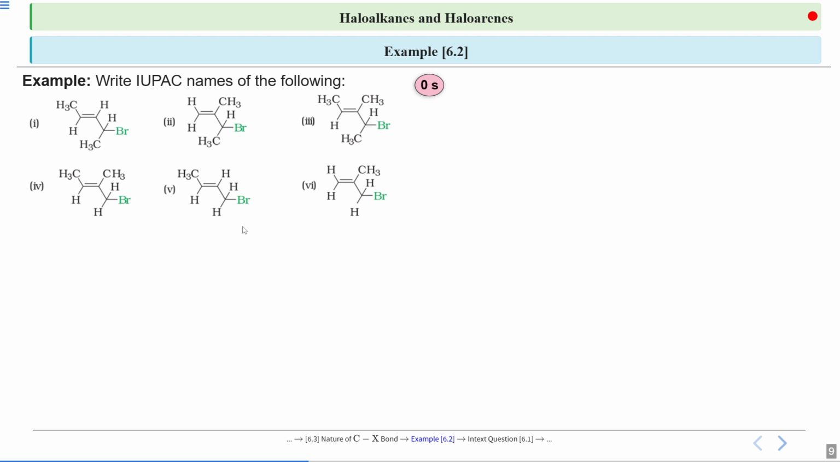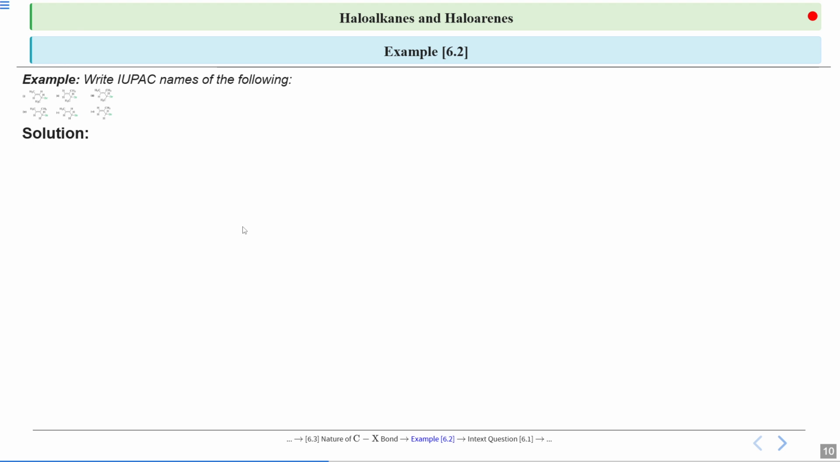Okay, let's see. So let's start with our first structure. This is the structure given for the first molecule. As per the IUPAC nomenclature, first of all, we have to select our longest parent chain and then number the carbon atoms present in that parent chain, right? The halogen-containing carbon should get the lowest possible number if it is a saturated hydrocarbon, but if it is an unsaturated hydrocarbon, then the double bond will get the lowest number.